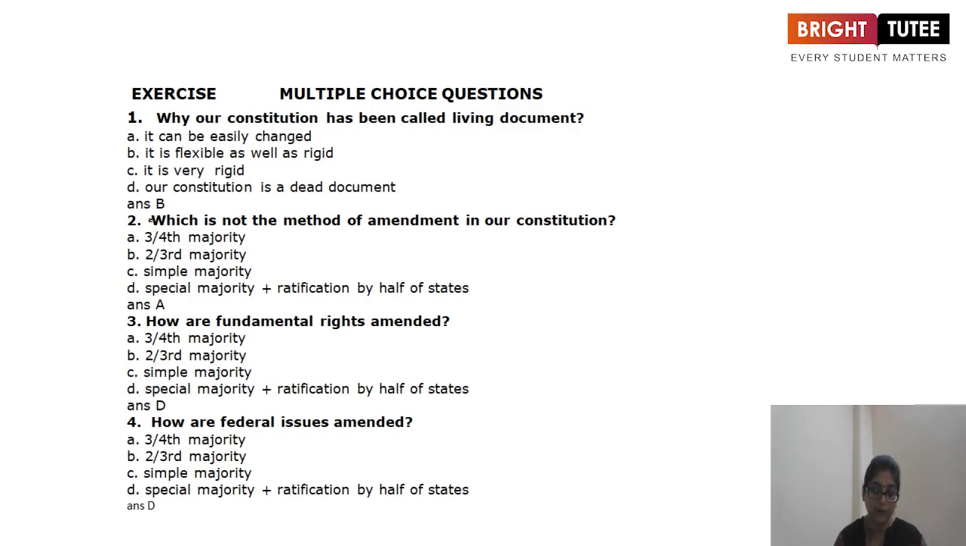Why has our constitution been called a living document? There are four options. It can be easily changed. It is flexible as well as rigid. It is very rigid, or our constitution is a dead document. And the answer is B. It is flexible as well as rigid.